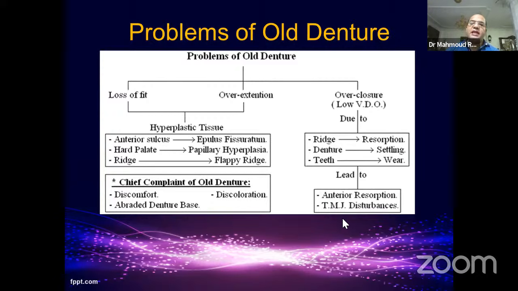Several TMD problems can be made, and this patient must be treated by making a new denture or restoring the vertical dimension of his old denture.